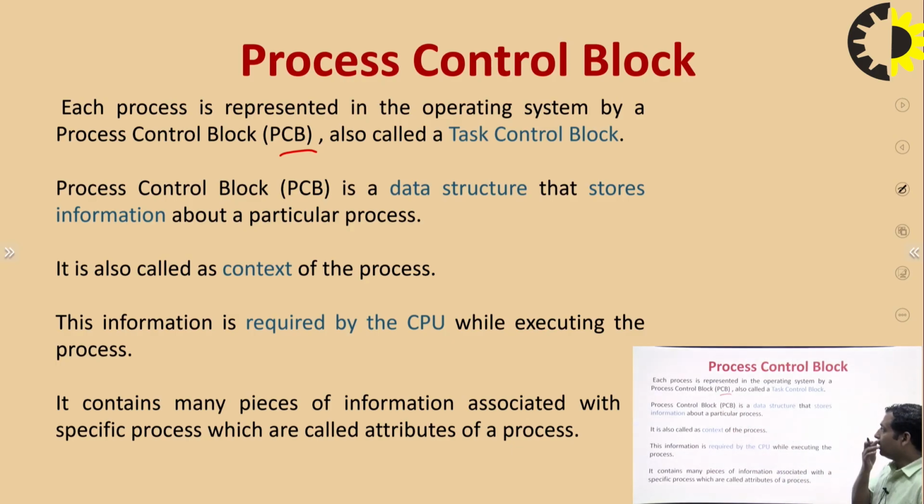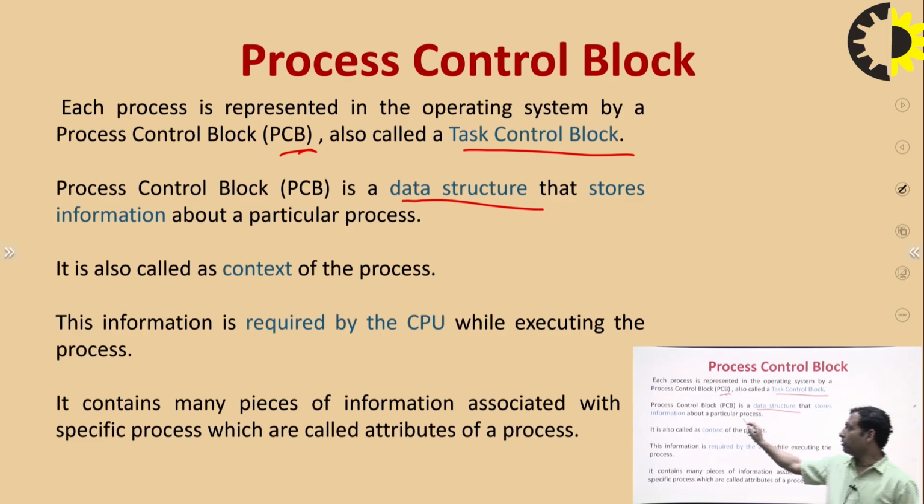What is a PCB? Each process is represented in the operating system by a PCB, also called a task control block. Means there are many processes. How do we recognize a particular process and what are its properties? This can be done with the help of the PCB. The PCB is a data structure for each individual process that stores the information about that particular process.